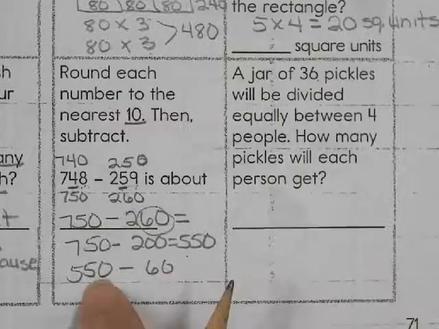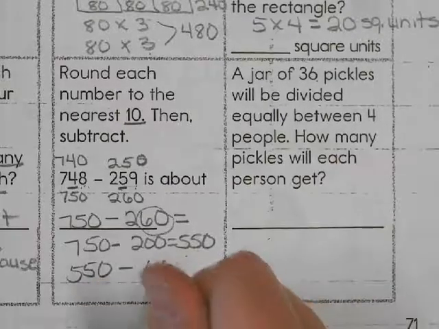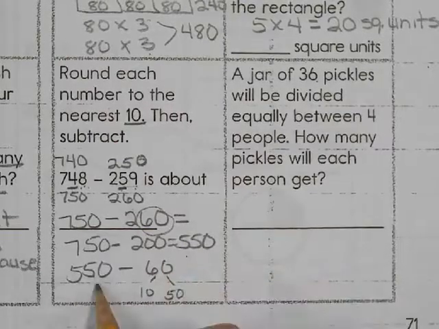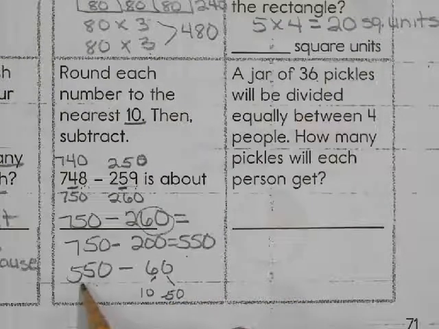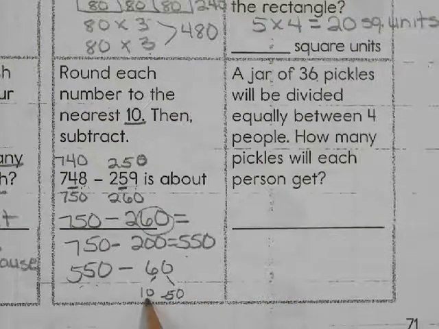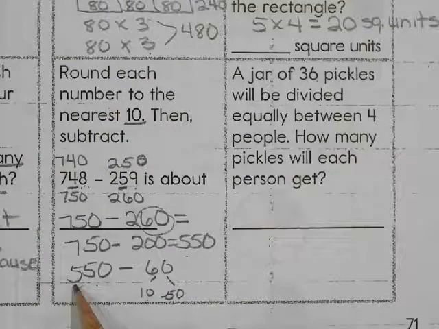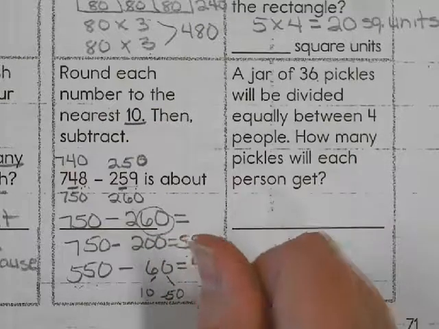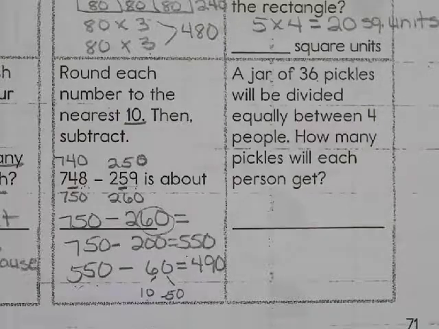So if we subtract 60 from this, we're actually going to break this up as 50 and 10. So we can take this 50 away, which would leave us with 500, and then take 10 more away, which would leave us with 500 minus 10, which would give us 490. So that's a mental math strategy that we're using right there.